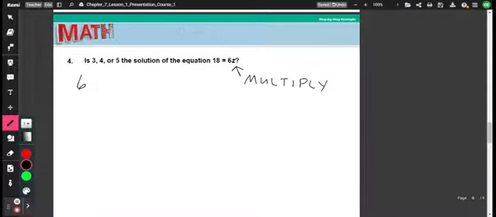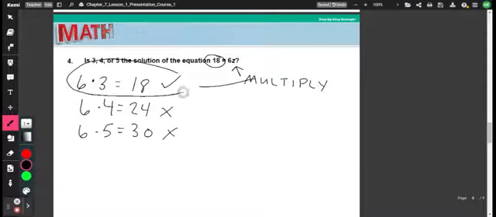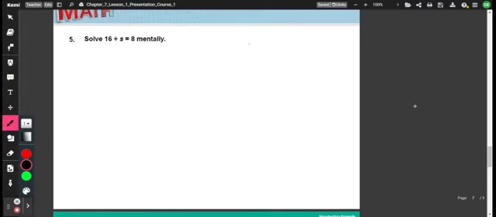We could say 6 times 3 equals 18. 6 times 4 is going to give us 24. And 6 times 5 is going to give us 30. As we can see, we are looking for 18, so 18 is there, and the others are no. So our solution for that problem is going to be 3.